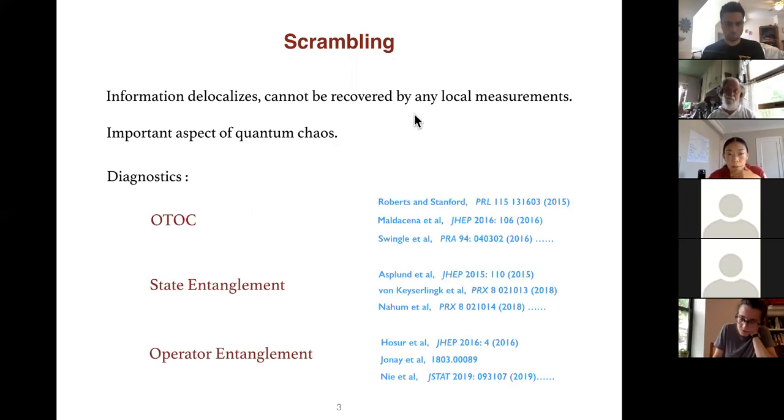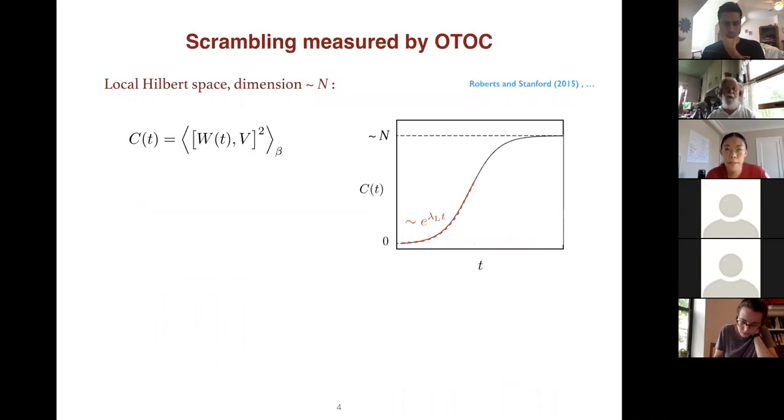Okay, so there are several ways that people can diagnose information scrambling. To use OTOC, the out-of-time-order correlator, or to use the state entanglement or operator entanglement. So this talk will be focusing on using OTOC to diagnose scrambling. In the later part of the talk, I will talk about the relation among the three. Okay, so let's first start by looking at a case that you might be very familiar with. It's the scrambling measured by the local OTOC in a local Hilbert space.